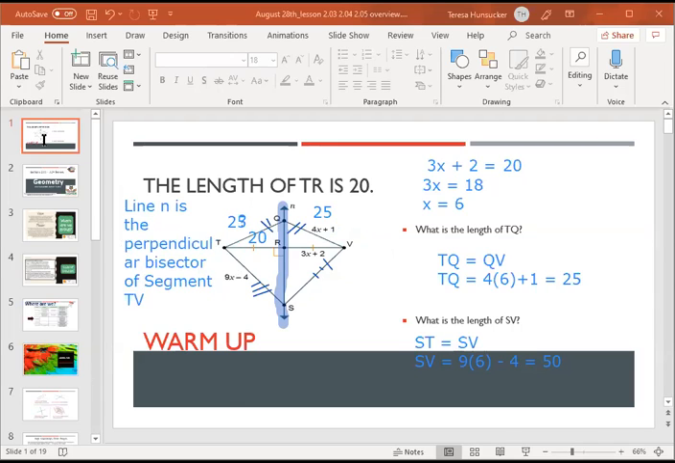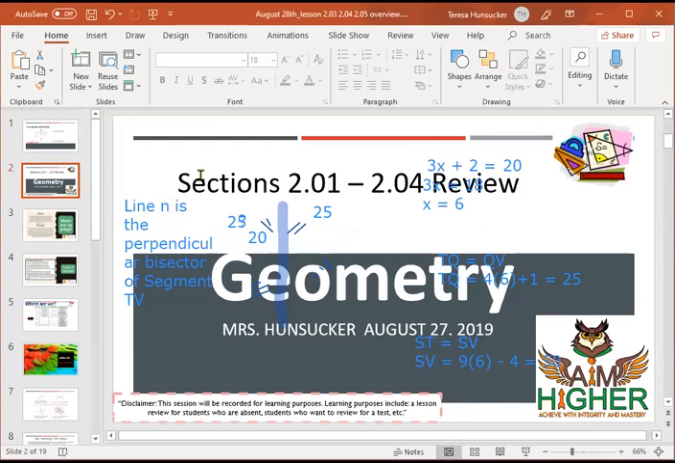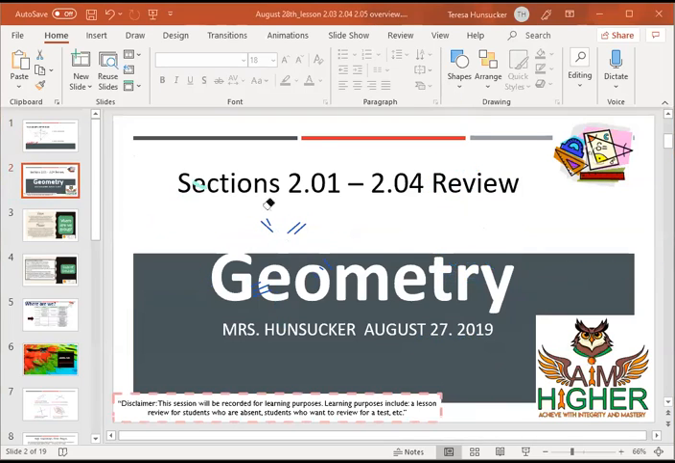All right, moving on. Cool. All right, so I need my mouse back. Let's see. So folks, today's plan is just to go ahead and review sections 101 to 104, 201 through 204. And today is August 20. Is it the 27th or the 28th? It's the 28th, isn't it?